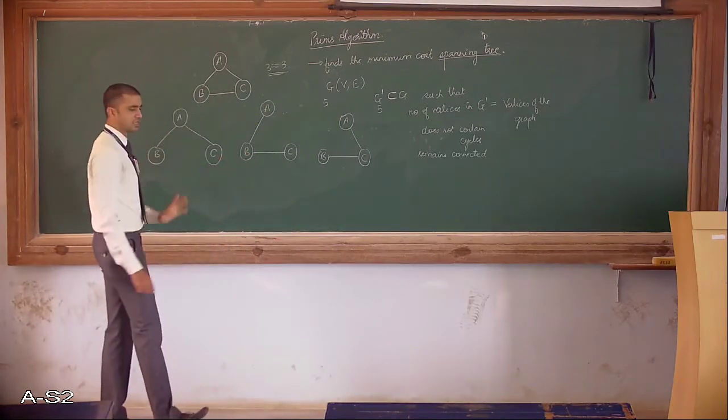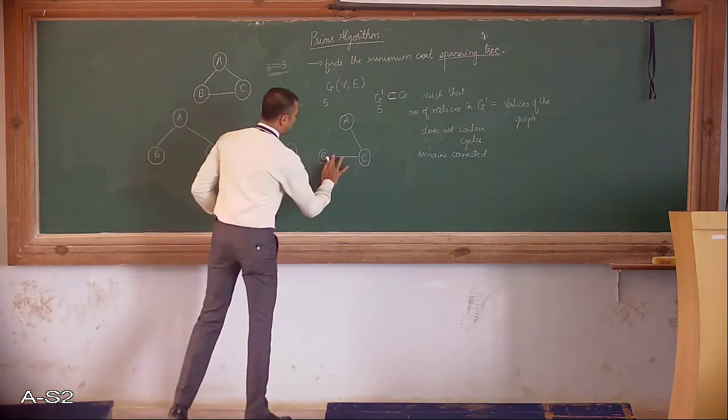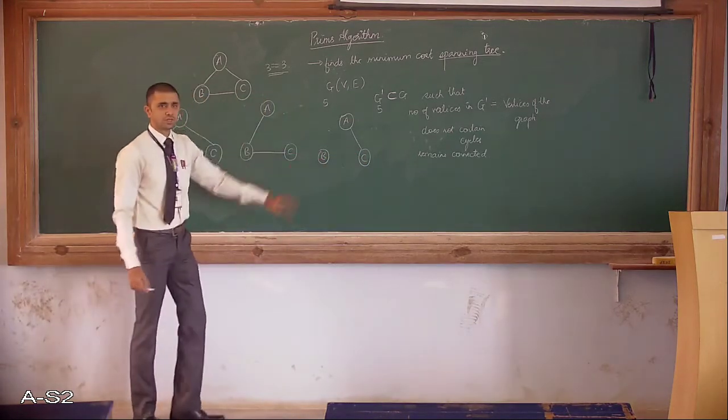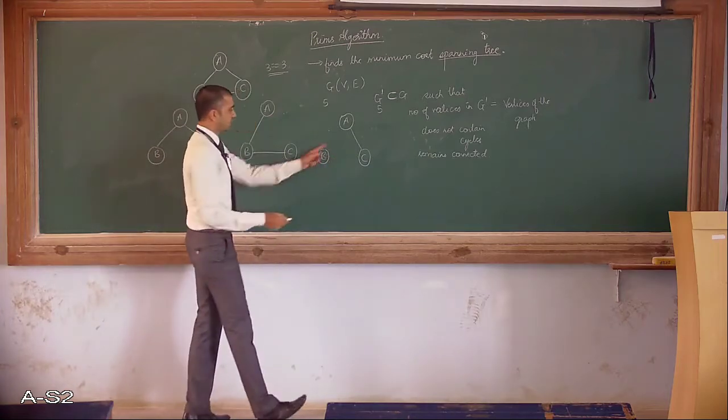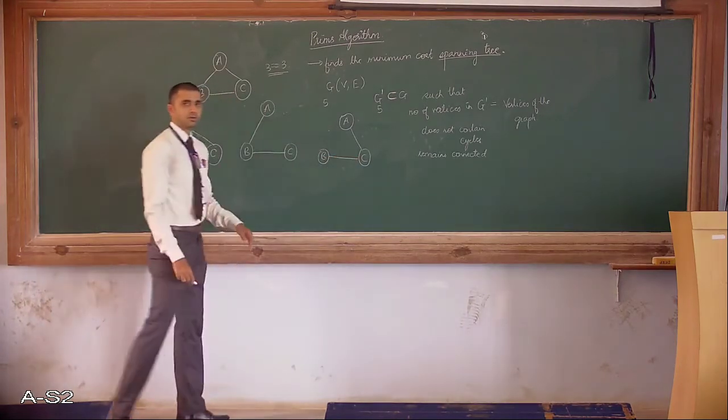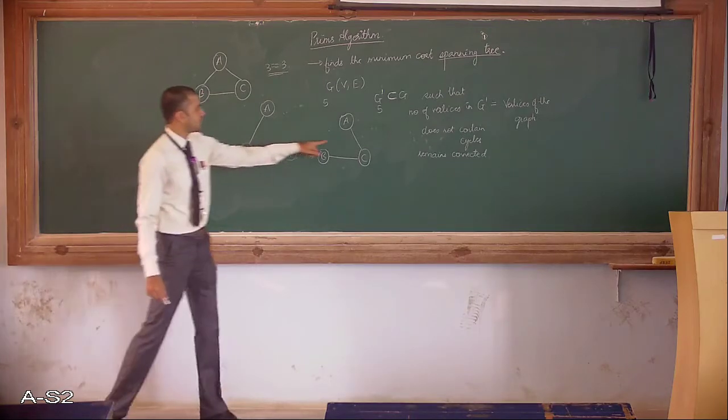All these vertices are connected. I cannot call this a spanning tree. This is not a spanning tree because this vertex is not connected to any of the other vertices. So all these are spanning trees.